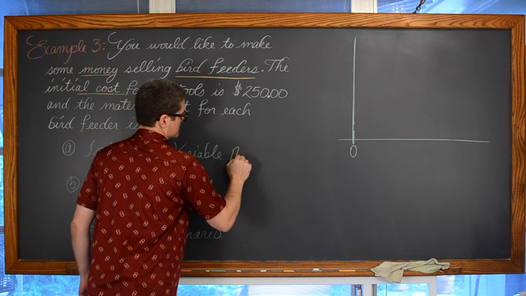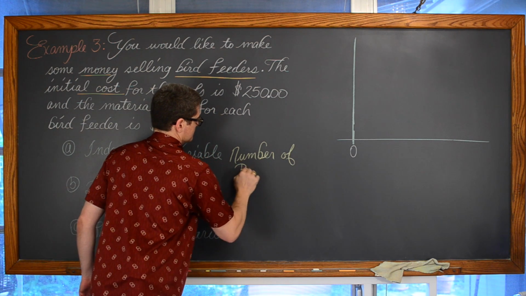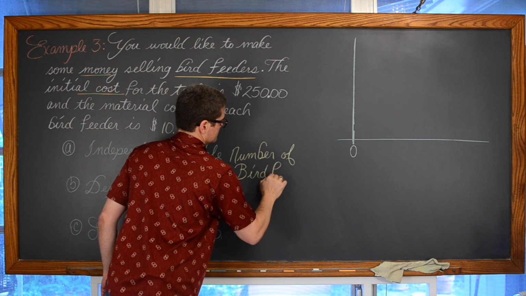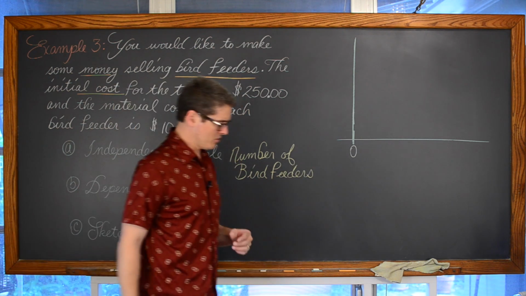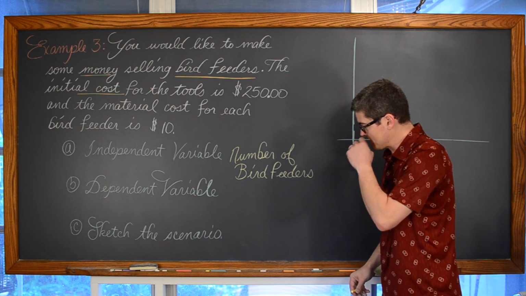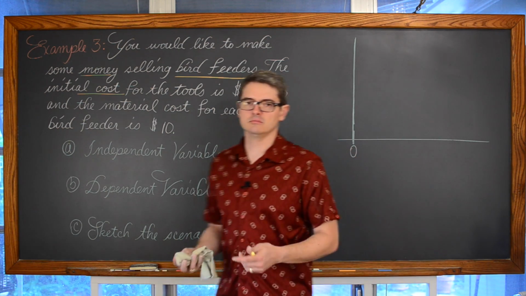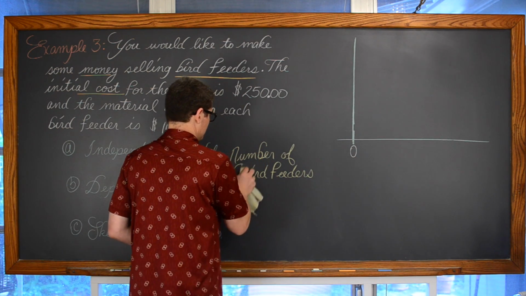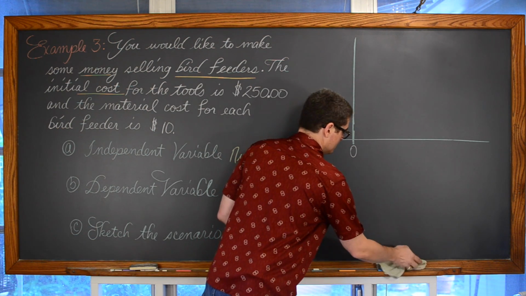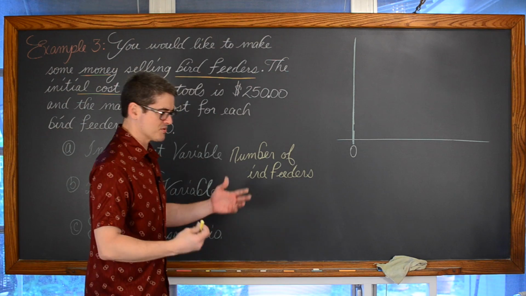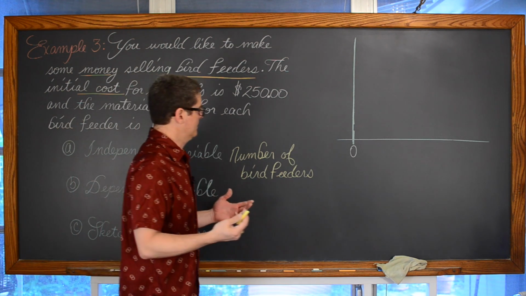And actually, specifically, I have no idea why I wrote bird in uppercase and feeders in lowercase, but it's the number of bird feeders. Now, if there was really a unit of measure, I guess I would just write that the independent variable is bird feeders, but it's not like we're measuring it in miles or inches or kilometers or something like that. I'm just counting them. It's how many I've made.